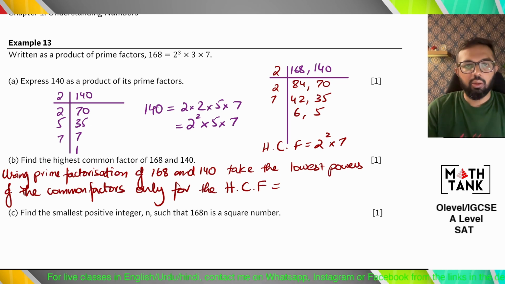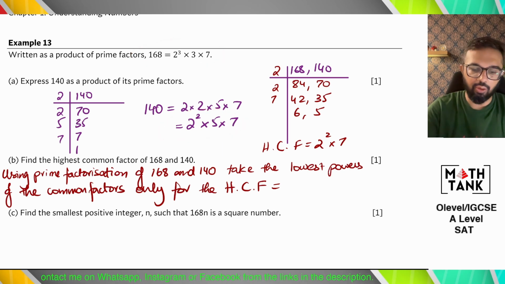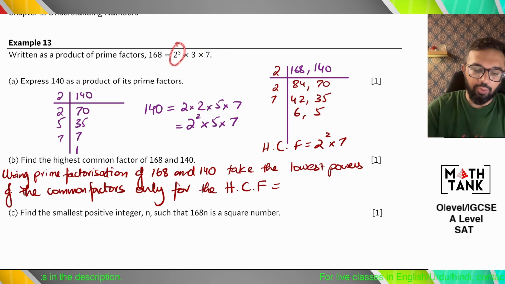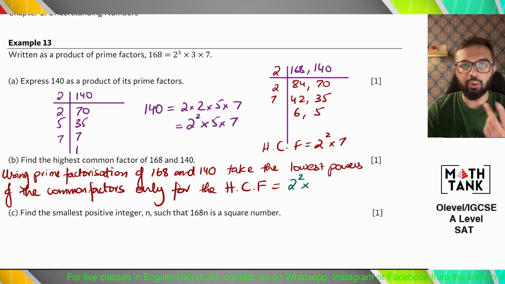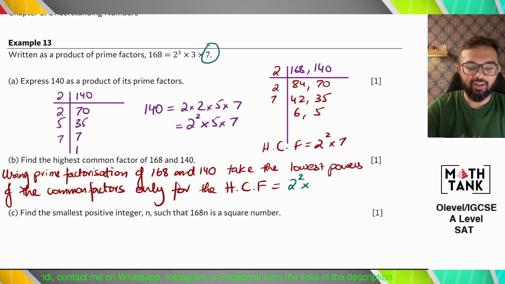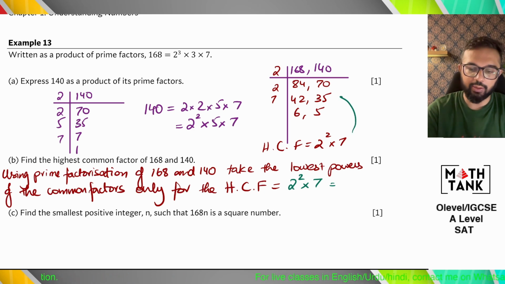Okay. What that means is that you look at both prime factorizations here and you say, what are the common factors? The only common factors are 2 and 7. I have 2 cube and I have 2 square. What is the lowest power? Between 2 square and 2 cube, which is the lowest power? 2 square is the lowest power, so I take 2 square. 7 and 7 here, 7 power 1 and 7 power 1, they're both the same, so they're both common. So 2 square into 7, that was also my answer from this process.